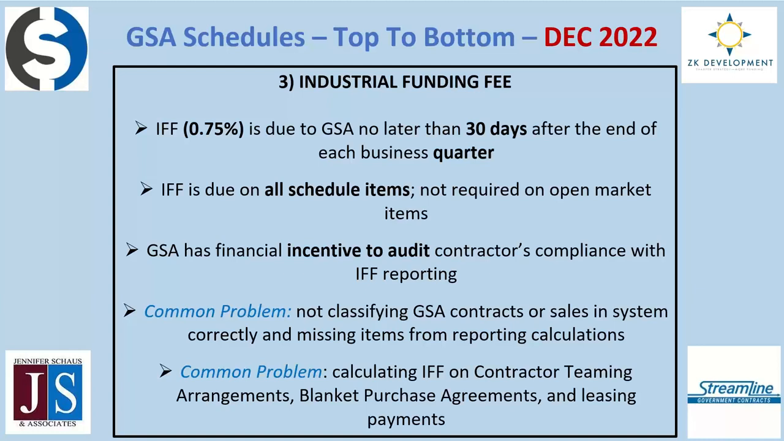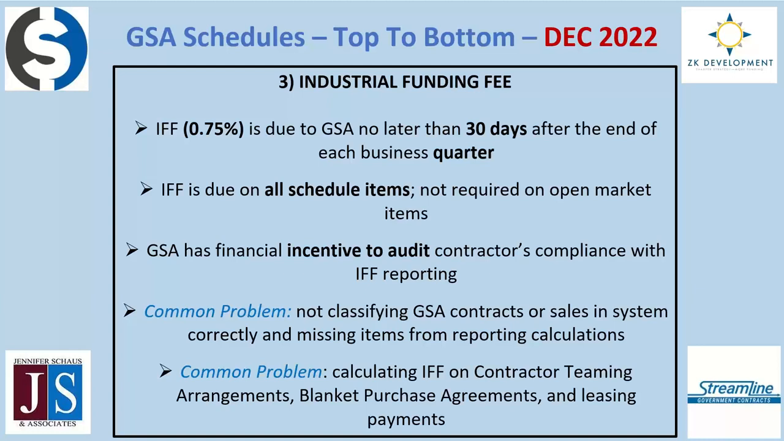So the industrial funding fee, which is 0.75%, is due to the government no later than 30 days after each quarter. So we're talking April 30th, July 30th, October 30th, and January 30th. So it's important to have some sort of contract calendar or something of that nature to track this and to make sure you're paying on time.